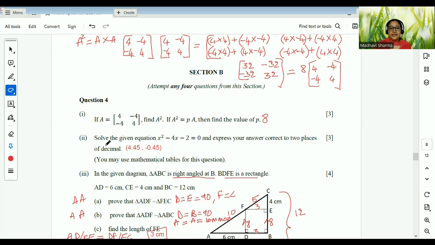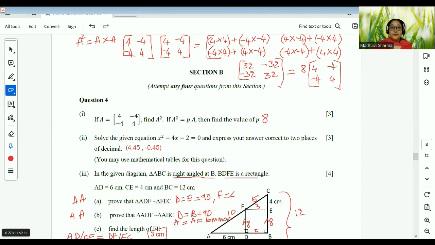Let's go to the second one. Given the equation x square minus 4x minus 2 is 0, express your answer near to 2 decimals. You may use mathematical tables. I got the answer as 4.45 and minus 0.45. How? I show you.